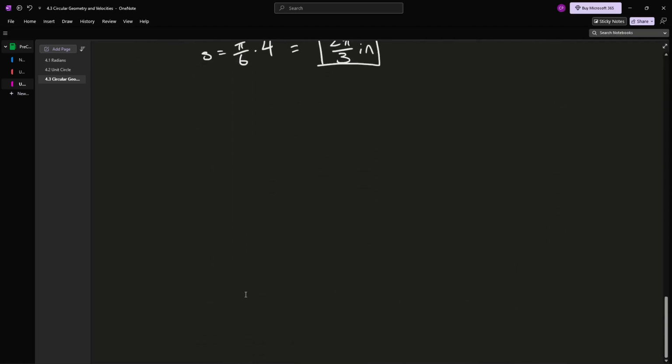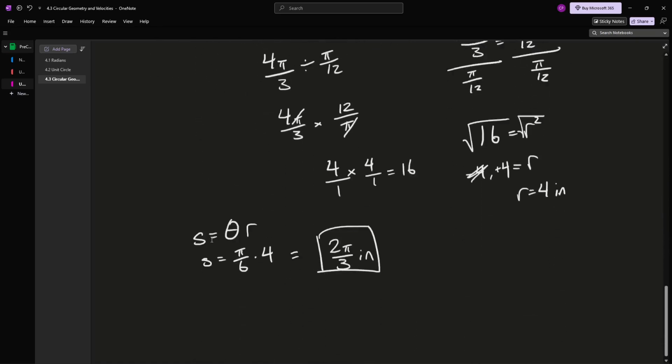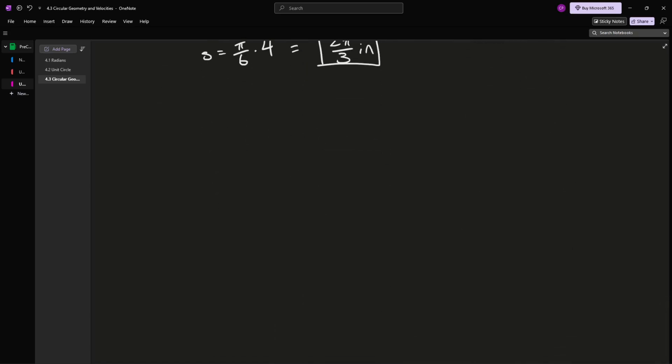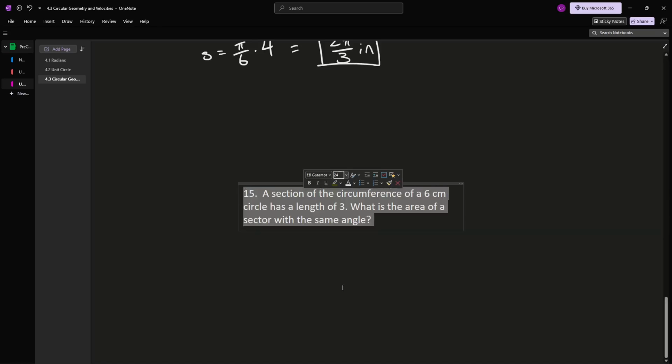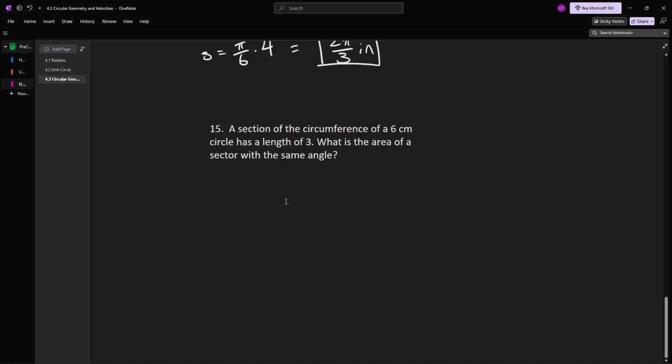Let's do one more. So a section we have a 6 centimeter, a section of the circumference of a 6 centimeter circle has a length of 3 pi. What is the area of a sector with the same angle?